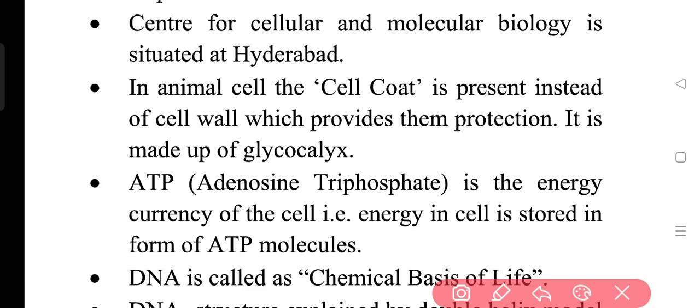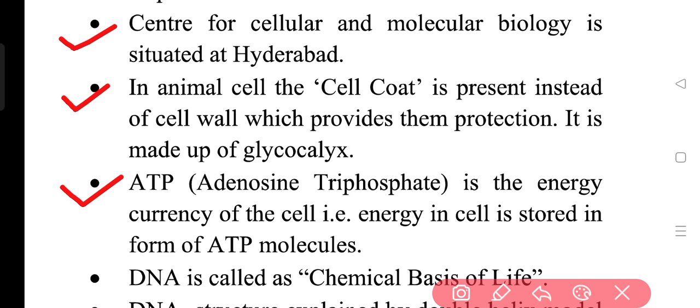After that, next point, the Center for Cellular and Molecular Biology is situated in Hyderabad, that is Telangana. In Telangana, the capital is Hyderabad. The next point, in the animal cell, the cell coat is present instead of a cell wall, which provides protection. It is made of glycocalyx. This is called glycocalyx.